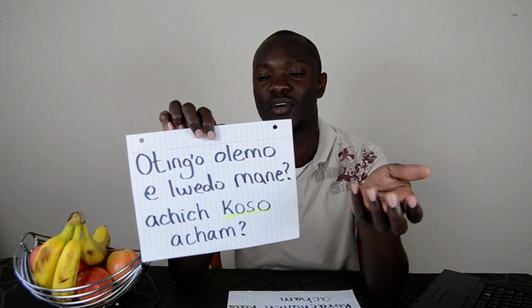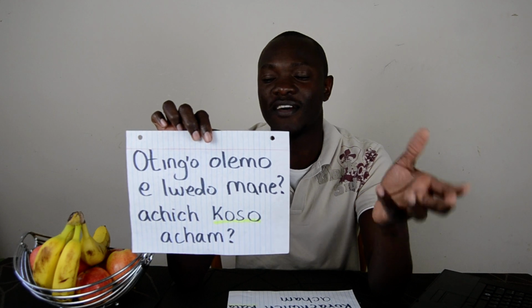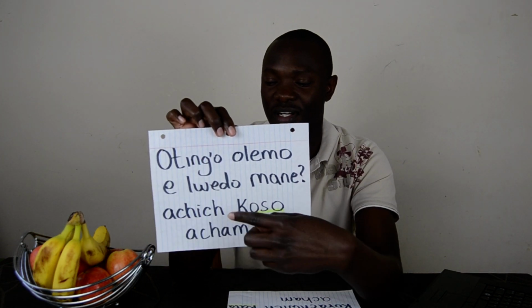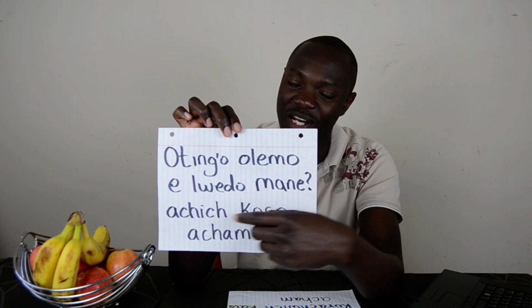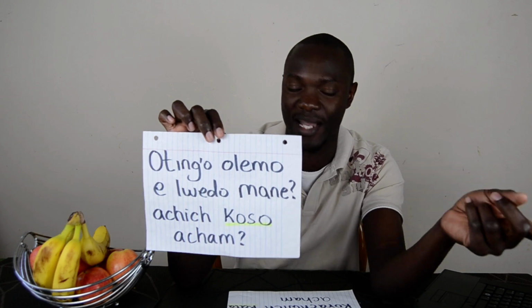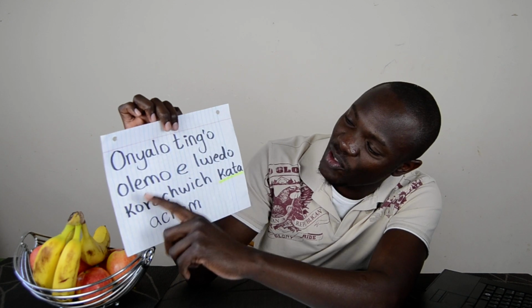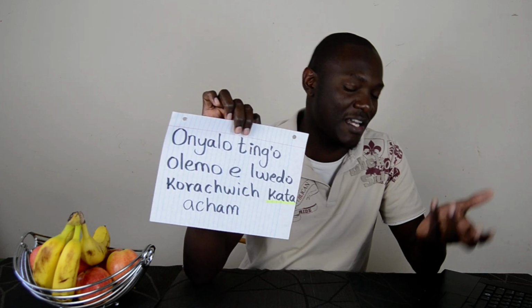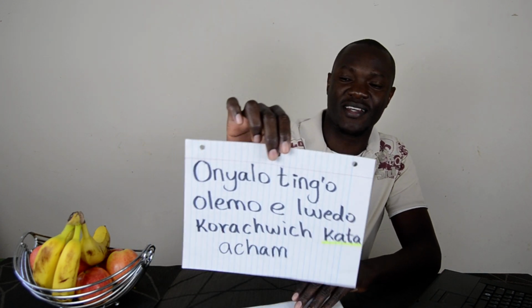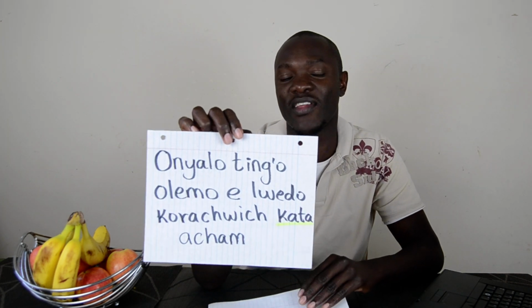He's carrying fruits. On which hand is he carrying fruits? Right or left? Achich koso acham. And the other one that has kata is onyalo tingo olemo elwedo korachwich kata acham. He can carry fruits on his right hand or his left hand. Good. So this is korachwich, on the right, kata acham, or left.